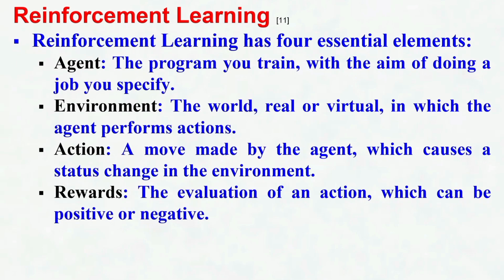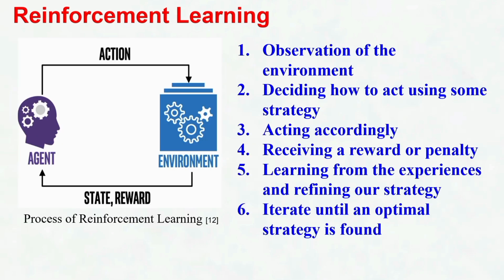Reinforcement learning has four essential components. They are agent, environment, action, and rewards. Agent refers to the program you train with the aim of doing a job you specify. Environment represents the world, real or virtual, in which the agent performs actions. Action refers to a move made by the agent which causes a status change in the environment. And rewards represent the evaluation of an action, which can be positive or negative.